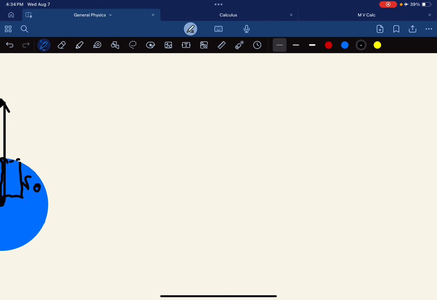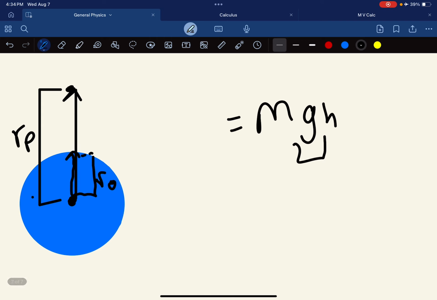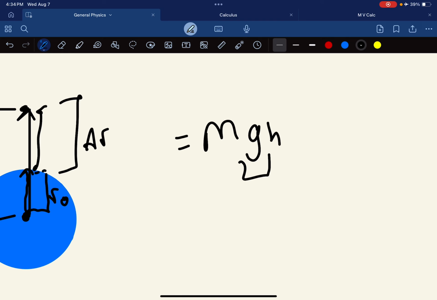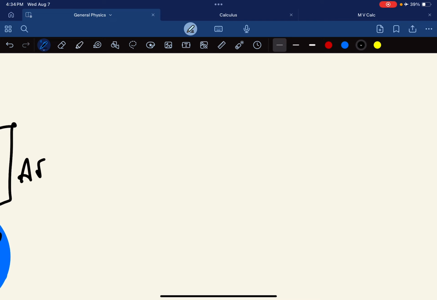So using the general equation, which is that the gravitational potential energy is equal to mgh, does not work here because g is not constant in this equation. As g changes as you go up from here to here, this delta r, which would be your h, just doesn't work the same right here. So we cannot use this equation, sadly. However, today we will be deriving this equation.